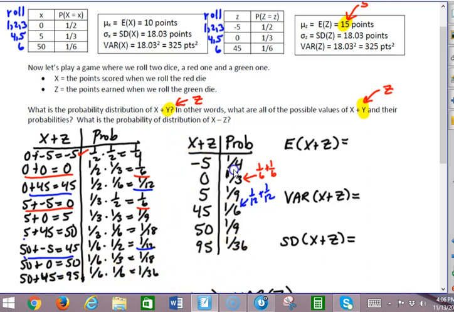So this is my complete probability distribution now. Now what I want to find out is the expected value, the variance, and the standard deviation. Now we can get that using the formulas, but I'm not going to do the formulas. I'm going to do it on my calculator. So let's go to the calculator.